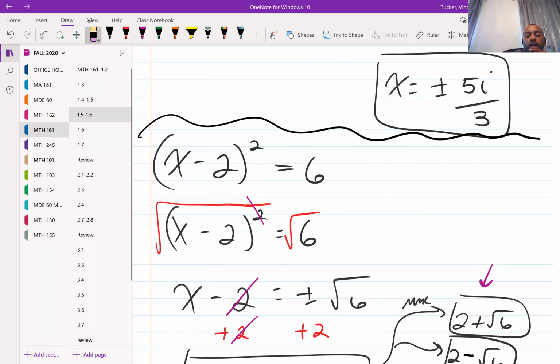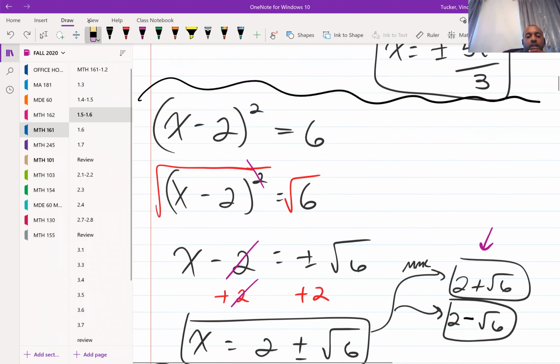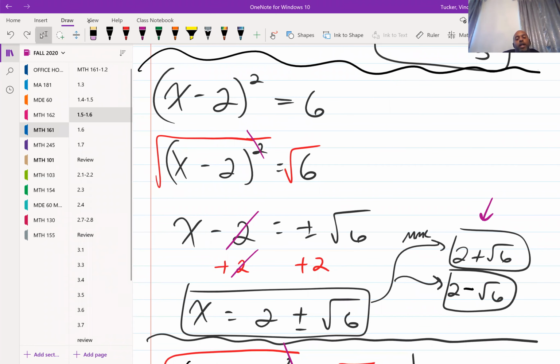Finish solving for x by adding 2 to both sides. That would be 2 plus or minus the square root of 6. Now, in my math lab, I forgot whether they have the plus or minus symbol or not. I know at one point they didn't. But if they don't have the plus or minus symbol, then you have to just write both of them out: 2 plus square root of 6, comma, 2 minus square root of 6.